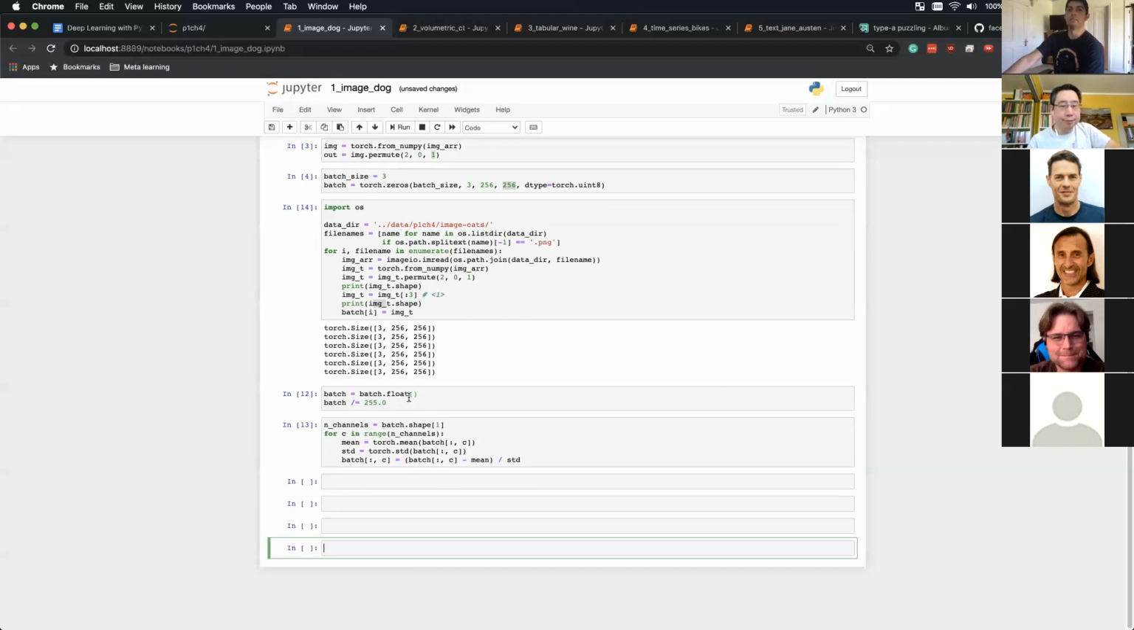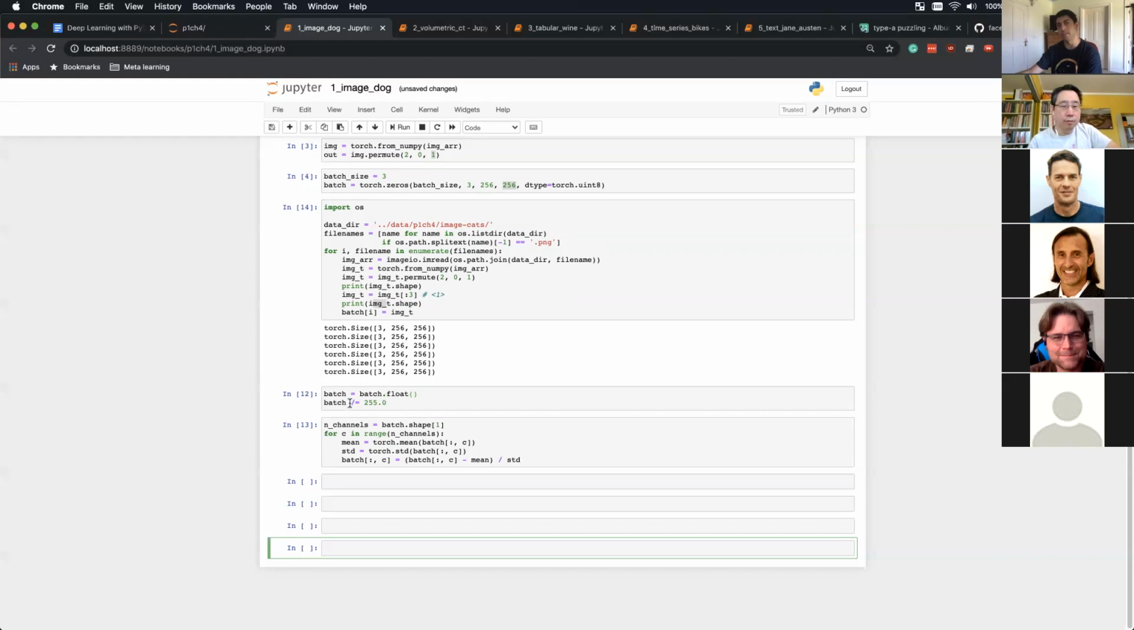And then beyond that, they're just showing that we can turn the batch into a float. We can divide it by 255. So this is an important point. Typically, the most efficient way to store the images with that 0 to 255 is to have it stored as an unsigned integer with 8 bits of precision. Uint8 is the NumPy data type.